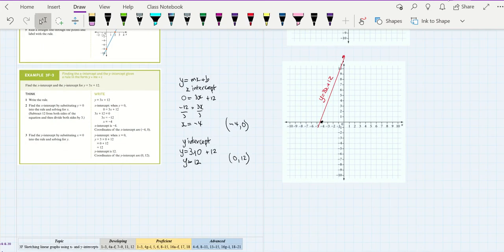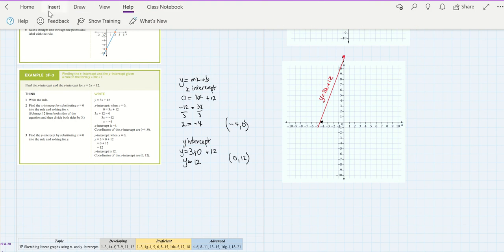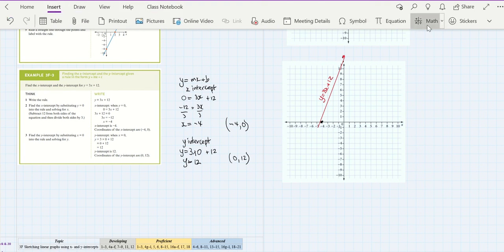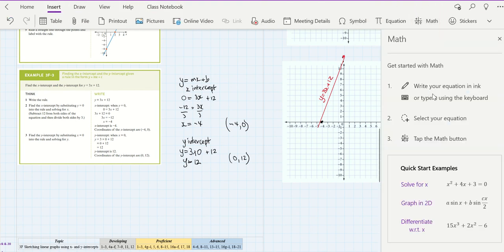Now, I should show you about the math function in your OneNote. So let's see if we can get this here. Write your equation in ink or type it using the keyboard, and then select the equation and tap the math button. We can solve for x and we can graph it as well. So I just want to see if this will work.